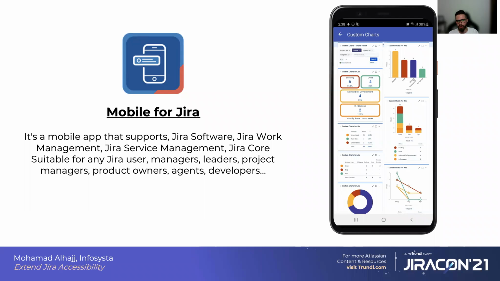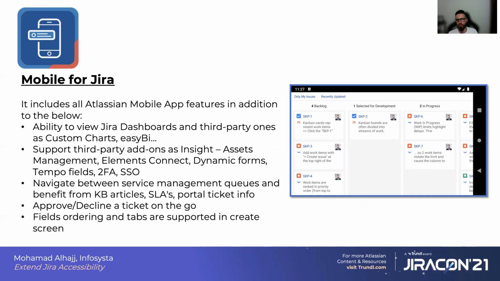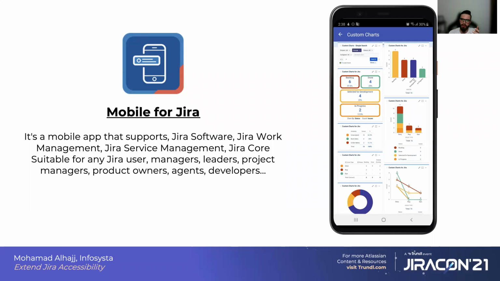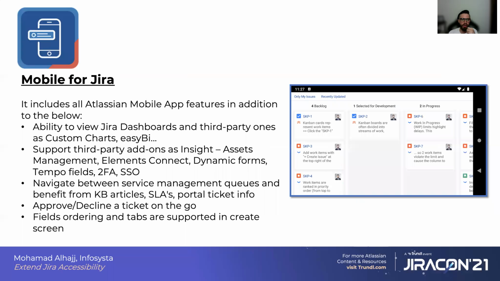The second mobile app, which is Mobile for Jira, supports Jira Software, Jira Work Management, Jira Service Management, and Jira Core, and is suitable for any users such as managers, leaders, project managers, product owners, agents, developers, and marketers. It supports all the features included in the Atlassian mobile app, and in addition, it supports the ability to view dashboards and third-party dashboards such as custom charts. As we can see in the previous slide, here we can see a view of custom charts and EasyBI. It supports third-party add-ons such as Insight Asset Management, Elements Connect, Dynamic Forms, Tempo Fields, two-factor authentication, and SSO solutions.